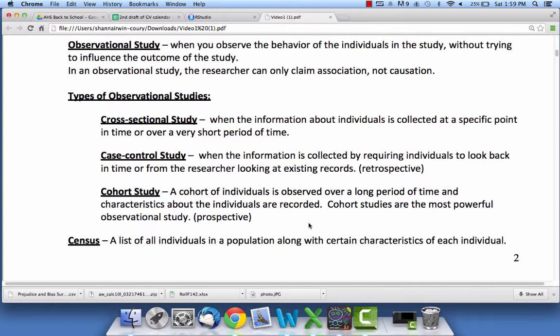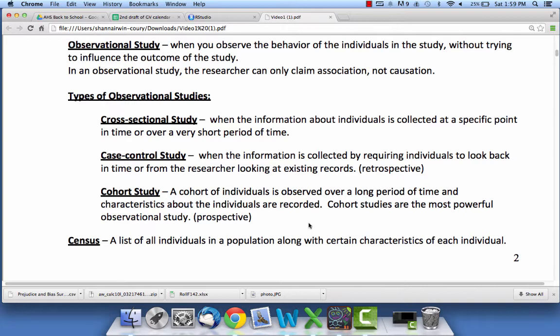So cross-sectional studies are when you just take a group of people and you collect information for a kind of short period of time, maybe even just in the instant. A case control study is when you ask people to look back in time, or you look at their existing records. So you not only look at them right now, but maybe their medical records or some sort of history that's related to what you're studying.